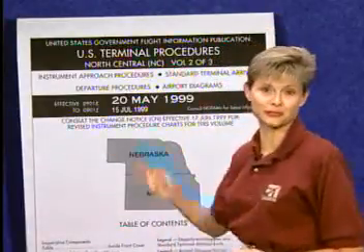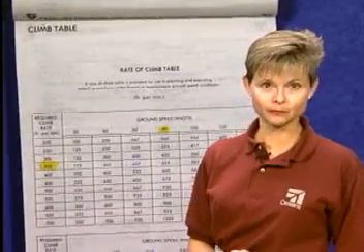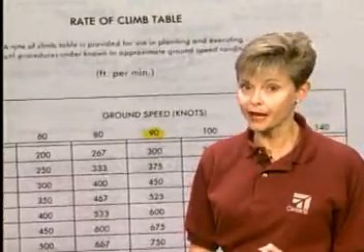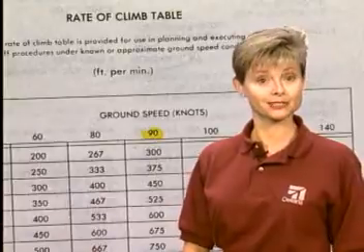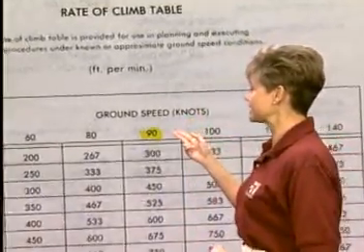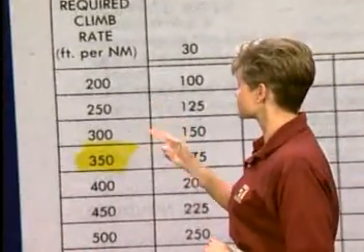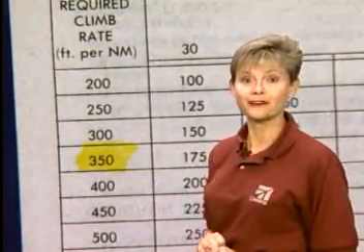You can also look it up in the legend in the front of the NOS U.S. Terminal Procedures book. Now let's look at page D1, which is a rate of climb table. If you know your ground speed and the required climb rate in feet per mile, then this table will tell you what the climb rate in feet per minute has to be. For instance, if your ground speed is 90 knots and your required climb rate is 350 feet per nautical mile, what rate of climb would you have to maintain?